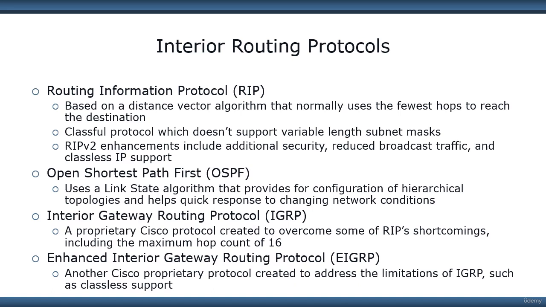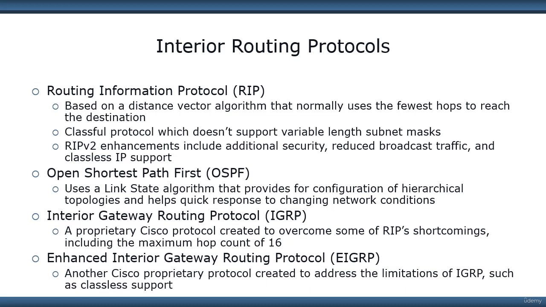Most of us would be dealing, if at all, with interior routing protocols. Interior routing protocols are inside an autonomous system. Okay, that's just within the organization's network. RIP, Routing Information Protocol, is based on a distance vector algorithm. It normally uses the fewest hops to reach its destination.